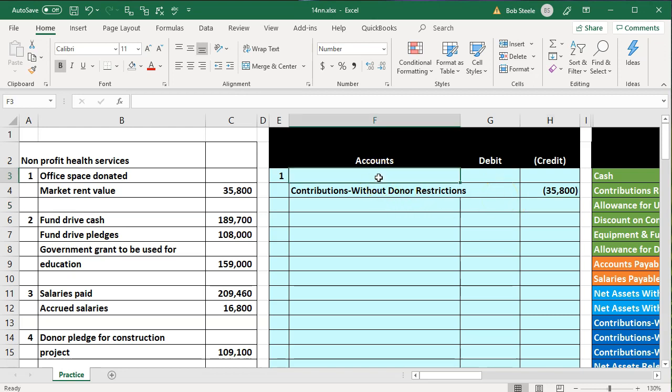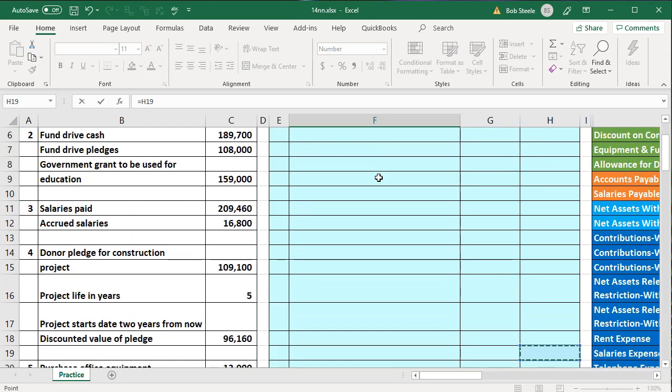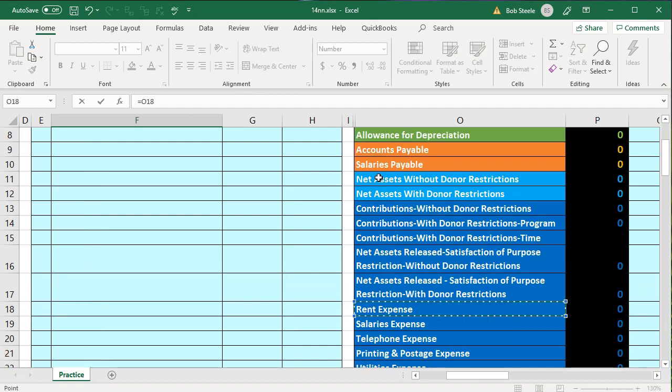The debit then, what's going to be the debit? Well, we're going to post that directly to the rent expense in essence for the value that is there. So we're going to say this is going to be equal to the rent expense that we're consuming during this time period. So we'll say that equals the rent expense.